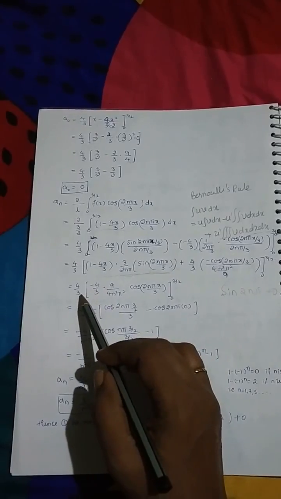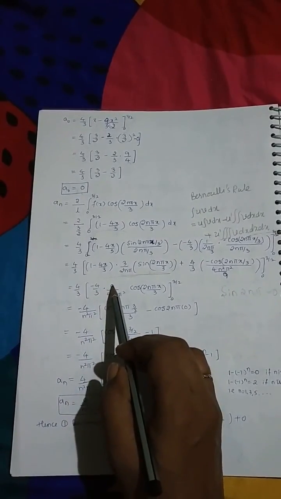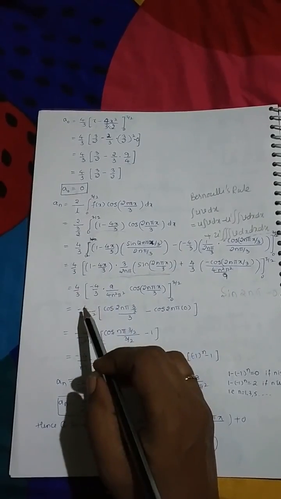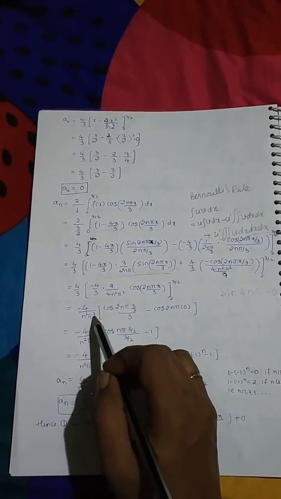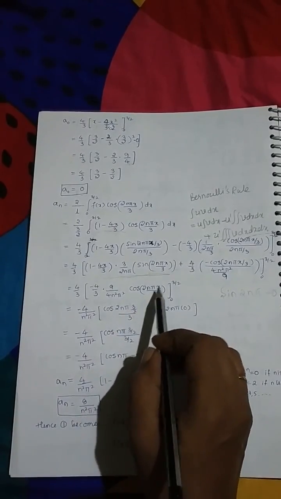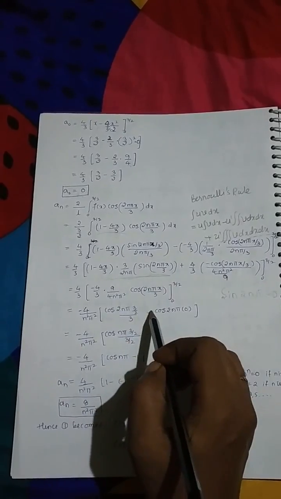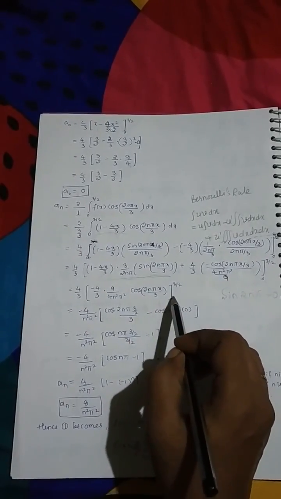4 cancels. Next, 3 into 3 is 9. This 9 with this 9 cancels. We have minus 4 upon n²π² into bracket cos of 2nπ times 3/2 upon 3. That is substituting the limits: x equals 3/2, upon 3, minus cos 2nπ into 0.